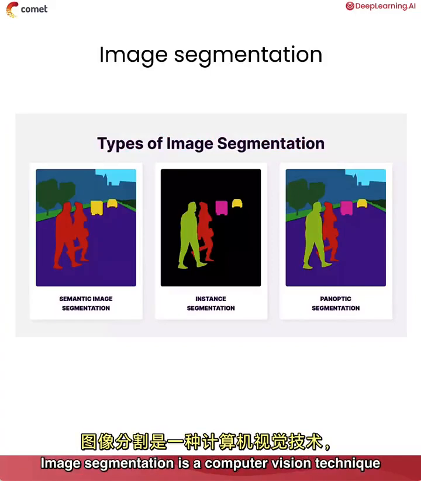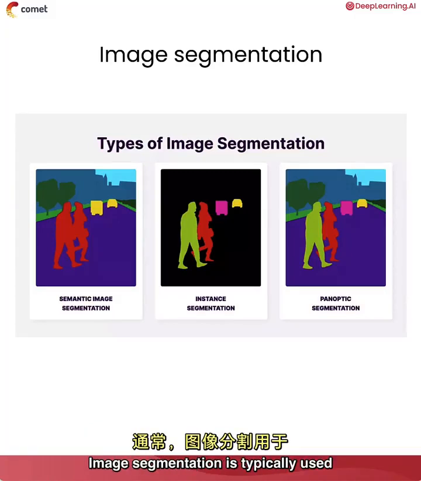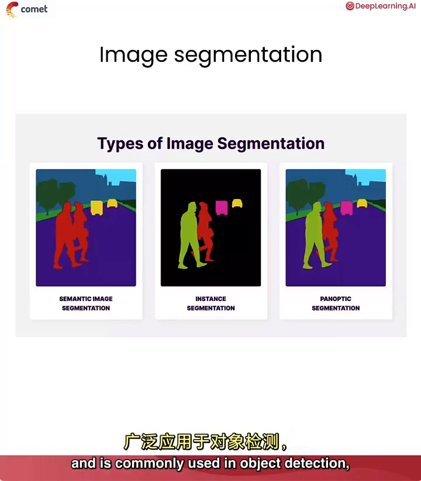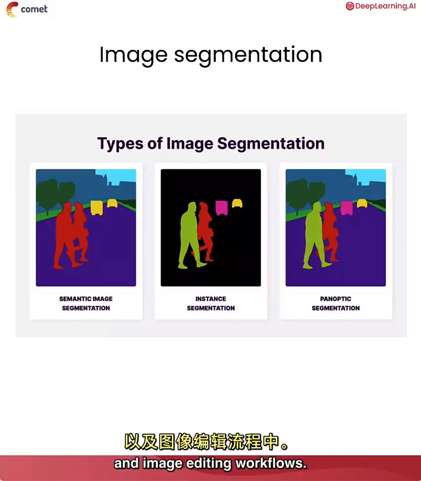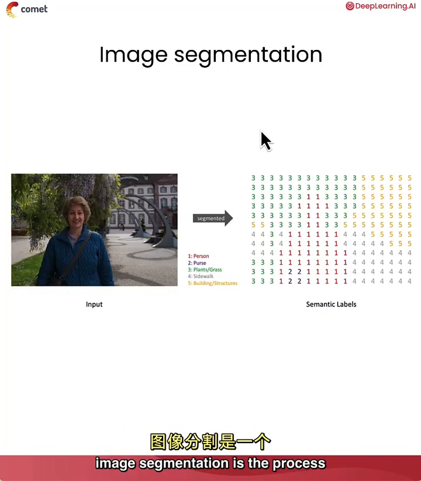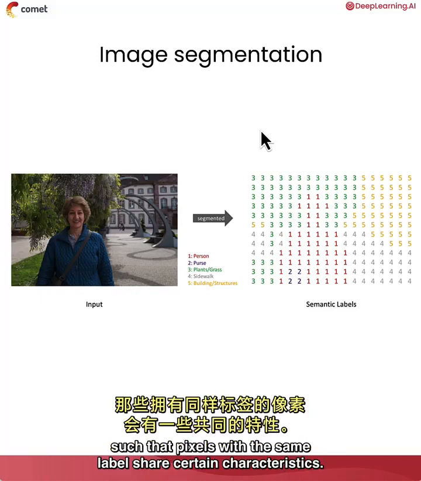Image segmentation is a computer vision technique that partitions a digital image into discrete groups of pixels, or image segments. It is typically used to locate objects and boundaries in images and is commonly used in object detection, 3D reconstruction, and image editing workflows. More precisely, image segmentation is the process of assigning a label to every pixel in an image such that pixels with the same label share certain characteristics.